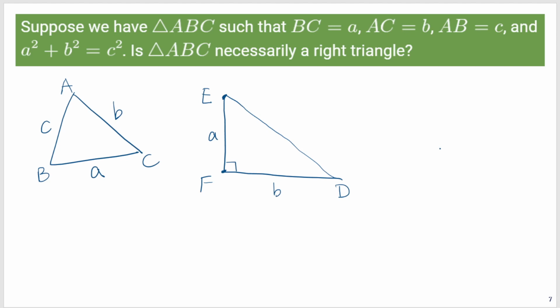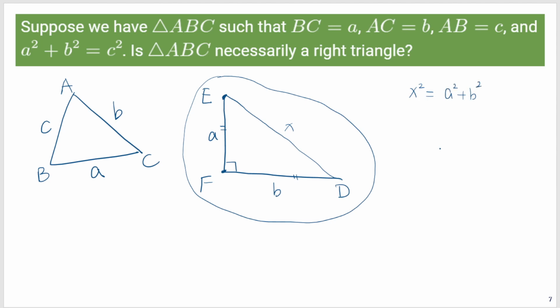So according to Pythagoras theorem, we know this triangle is a right triangle, right? One leg is A, the other leg is B. So the third side, let's call it X. So X squared must equal A squared plus B squared, right? And we know A squared plus B squared equals C squared. This is according to the given information, right? Therefore, we know X must equal C. Can you see that?